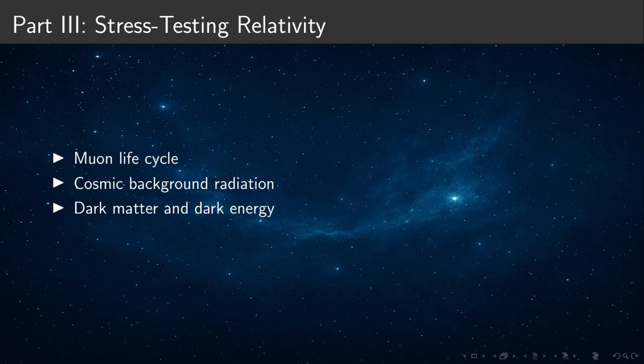Part 3. Stress testing relativity. But scientific theories don't stop with success. This section looks at phenomena often cited as confirmations of relativity, such as muons, cosmic background radiation, dark matter, and dark energy, and asks whether they are simply confirmations or whether they also raise new questions.